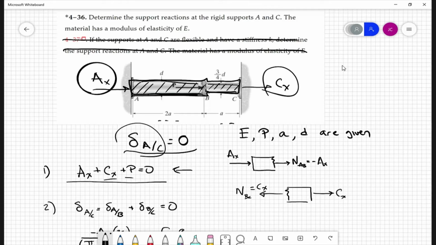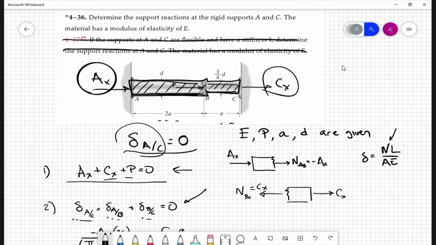So that's what we got here, right? So the total elongation, delta AC, which equals the elongation of the two segments where everything's constant, has to go to 0, all right? So now we have to get those elongations in terms of the unknowns, right? So the elongations for each segment, it's the internal force times the length over the cross-sectional area times Young's modulus, right? So each one of these sections, the internal force is going to be related through to the unknown supports.